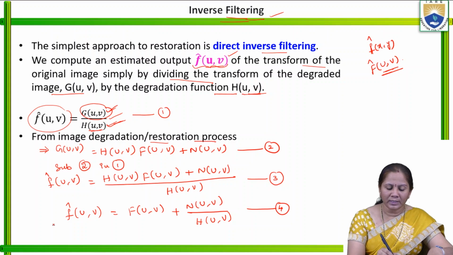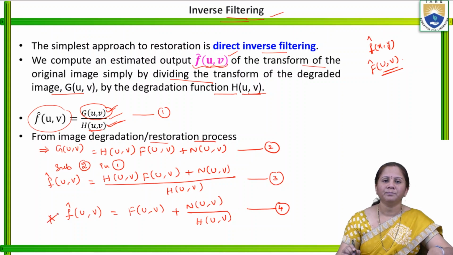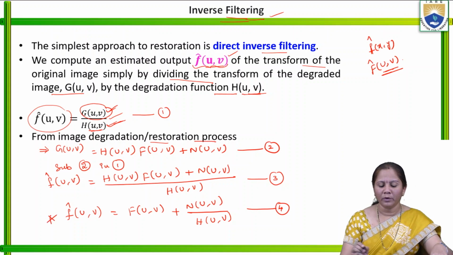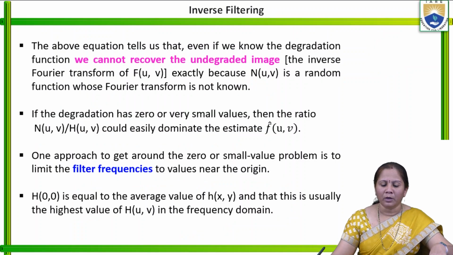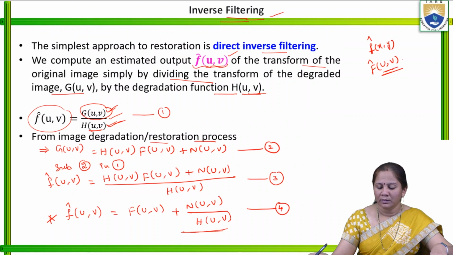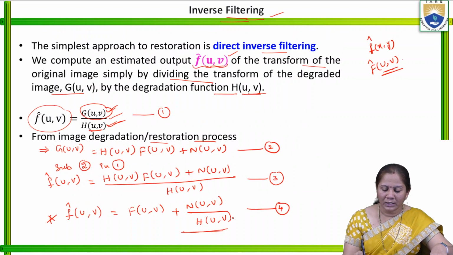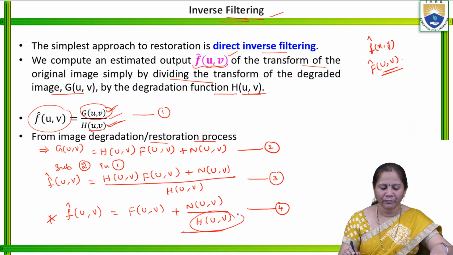Now, this is the main equation we got as the estimated output. Considering this, we have to discuss what will happen if we use inverse filtering, what are the advantages and what are the limitations. Now, coming to this formula, what is this h of u comma v?